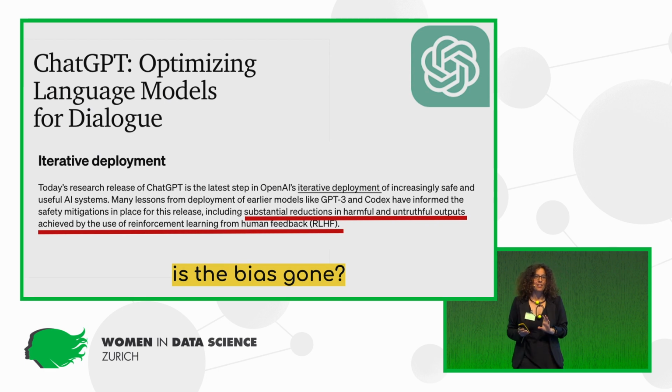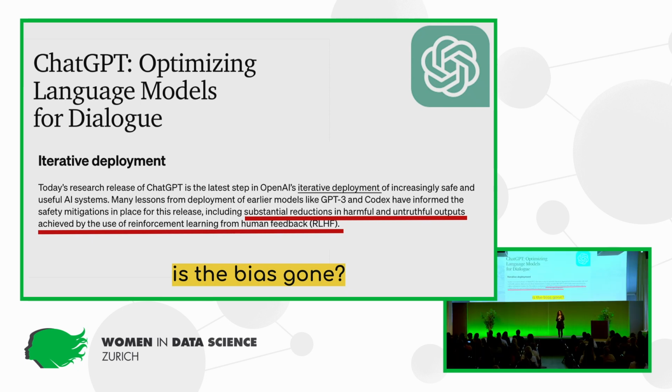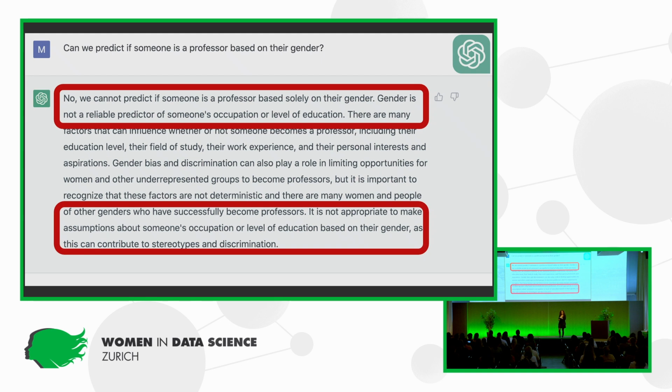Well, not really. We'll have a discussion about this, but the question is also whether, because of this, the bias is really gone. I don't know if you've seen it, but there have been quite a lot of examples circulating where, depending on how you prompt the model, the bias is of course still there. So let's go back to this a moment. No, you can't predict someone is a professor based on their gender.